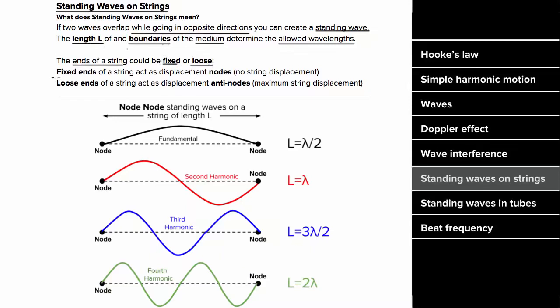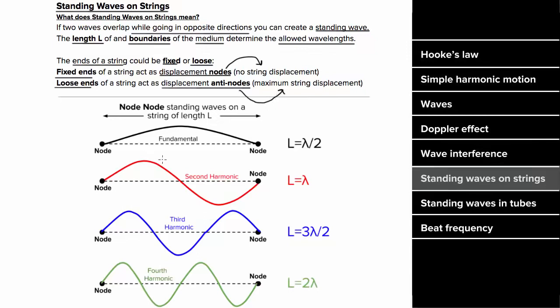If the end of the string is fixed, it's going to be a displacement node. Node is the word we use to refer to points that have no displacement. And if the end of a string is loose, that end would act as a displacement antinode, antinode being a point that has maximum displacement. What would these standing waves look like?